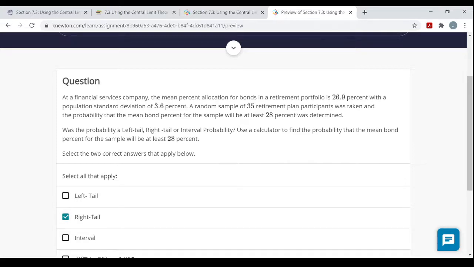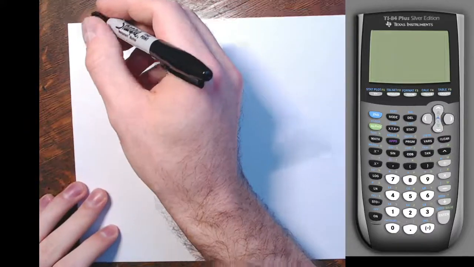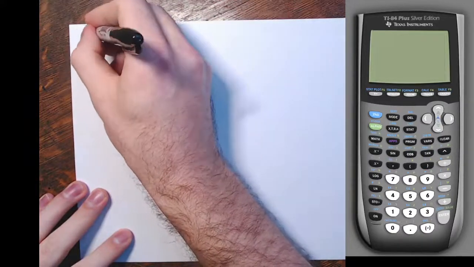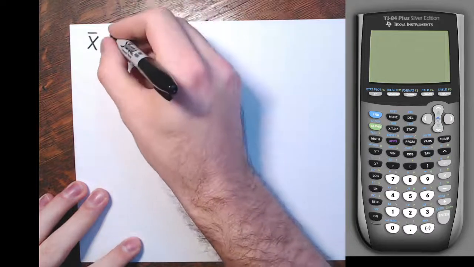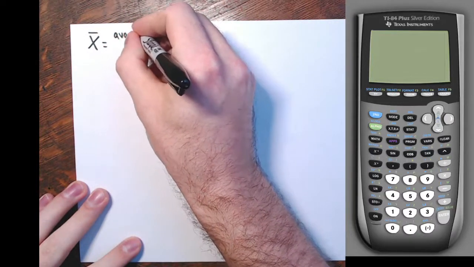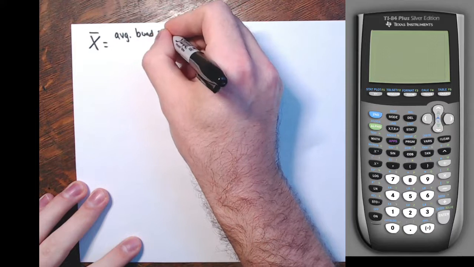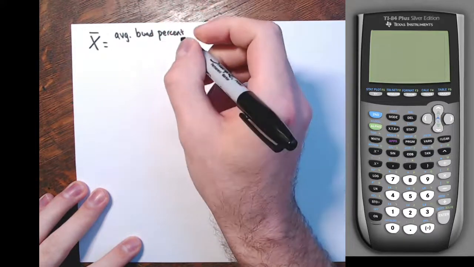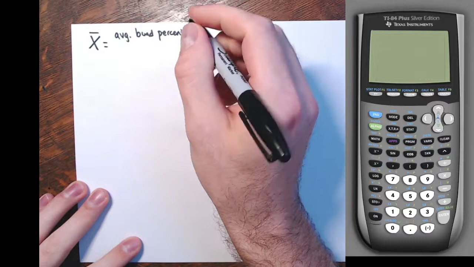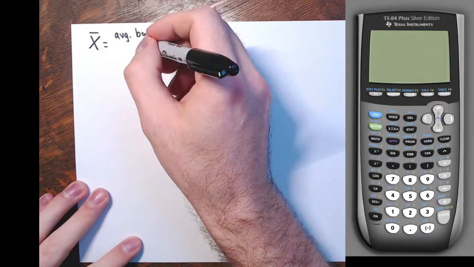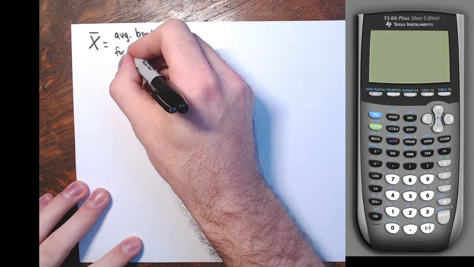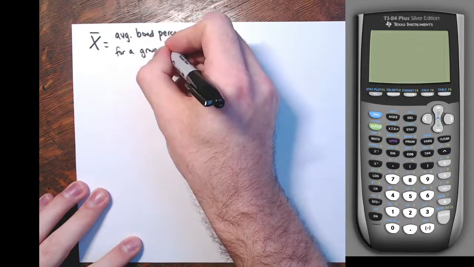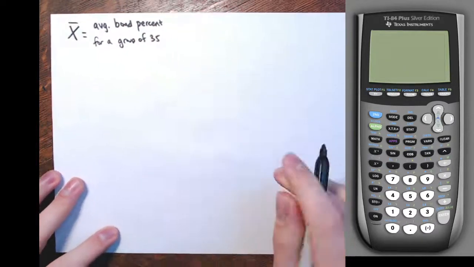Again, I'm going to draw a little picture here with a normal curve. This time our X bar represents the average bond percent in a retirement portfolio for a group of 35. I'm not going to write all that. So again, n equals 35.